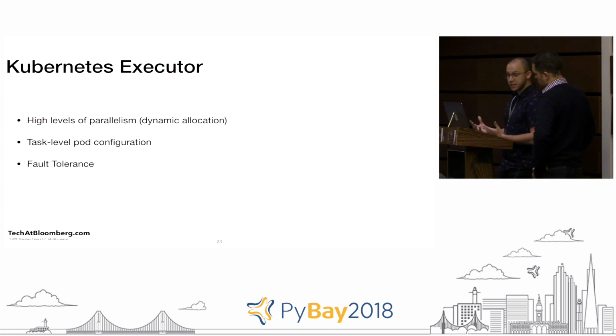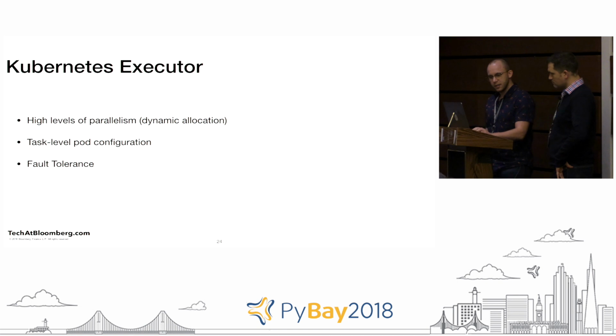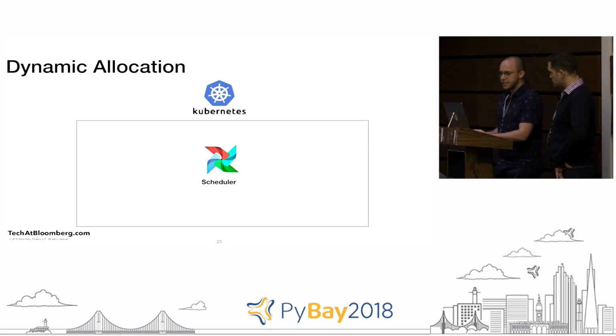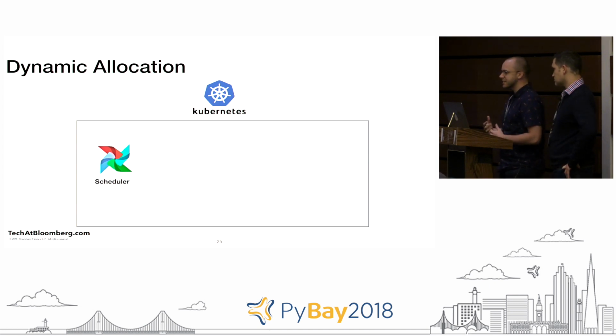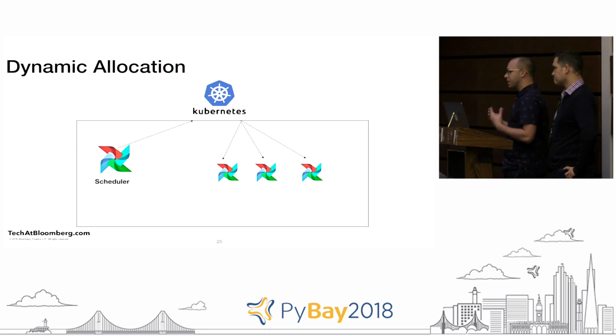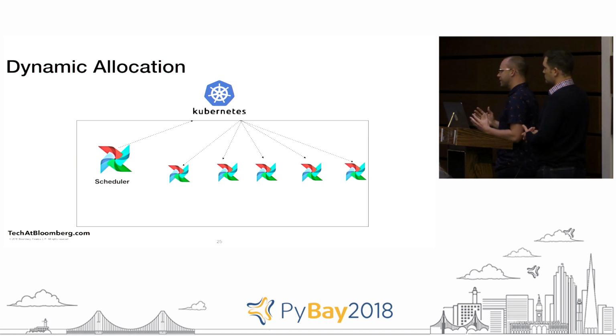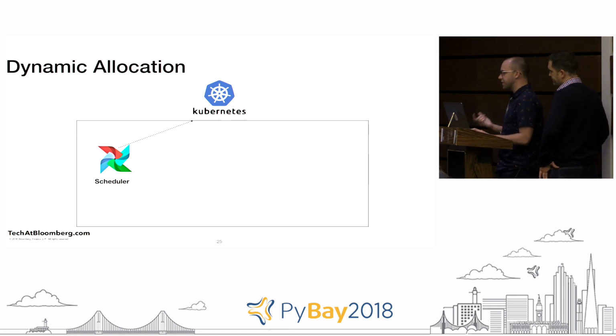So when we created the Kubernetes Executor, we created it with dynamic allocation in mind. We also were able to add task-level pod configuration and fault tolerance. And the way that the Kubernetes Executor works is that you only need to deploy a single pod. And that pod contains both the web server and the scheduler. And when you run DAGs, for every single task that you want to create, the Airflow scheduler will actually ping the Kubernetes API and launch a pod to run just that one task and then die. This means that at points of high traffic, you can expand out the cluster as much as needed to run all those tasks. And then once all the DAGs have been completed, it will shrink back down to a single pod.